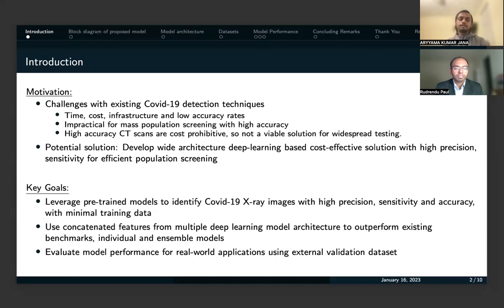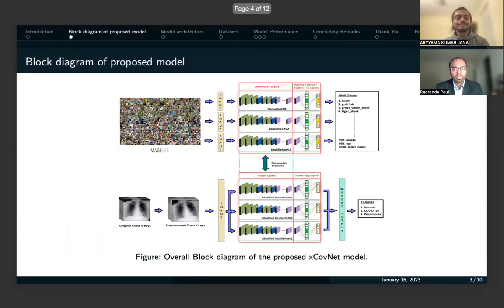The key goals for our research include that we leverage the existing pre-trained models so that we get higher precision, sensitivity, and accuracy, although we have a low training data. And also we want to concatenate the different model features so that we can perform better than the already existing models in the market. This is a brief block diagram of the model that we are proposing over here.